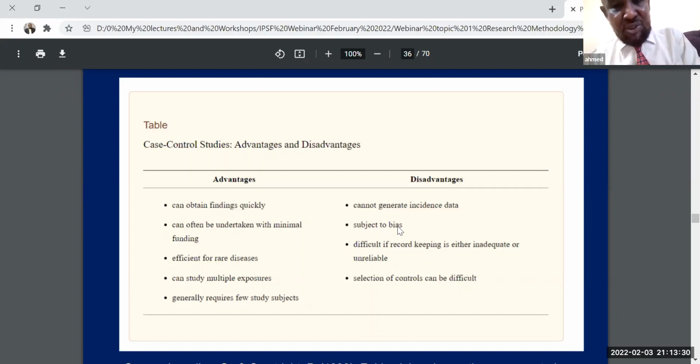While in a cohort study, for example, if we are talking about exposure, we start with exposure which is confirmed first, then we follow up. So here, some types of bias, like information bias, are more in case control compared to cohort. Another disadvantage is it is difficult if record keeping is either inadequate or unreliable, because the records can be not suitable. A lot of missing, a lot of unreliable data, conflicting data, and so on. Selection of control can be difficult sometimes.